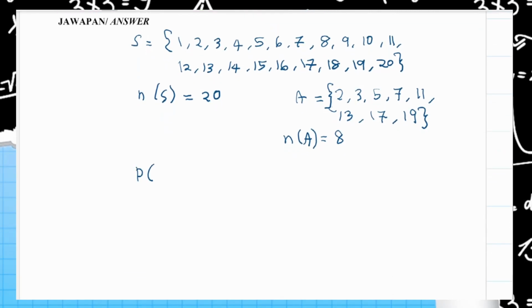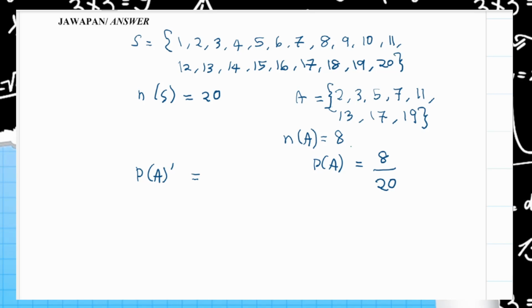Then the question asks you to find the probability of complement, probability of complement A prime. You already have the value for A. For this question you can actually find A prime directly, but you also can use this method: you find A first and then you just minus. So probability of A here, you have 8 over 20, right?